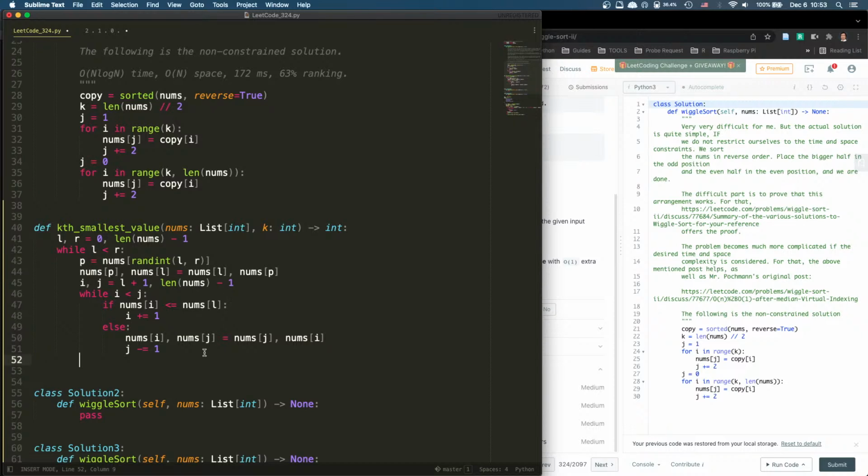What if in this case, i is larger than j? I say i is larger than j, and then I swap with j, and then j minus equal to 1, right? If it's larger, if it's smaller, I feel like it should be i smaller equal to j. Hold on, is i smaller than j or i smaller equal to j?